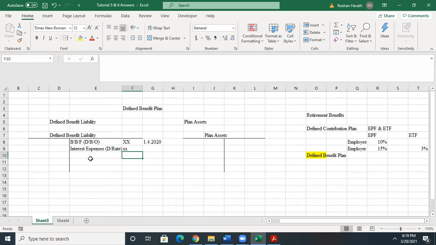And thereafter, from time to time, on a periodic basis, you might recognize some expense to the P&L, and that is called the current service cost.